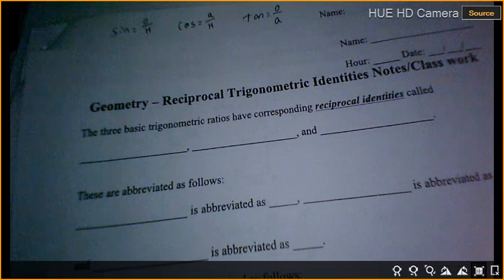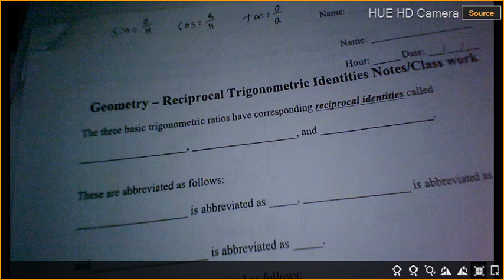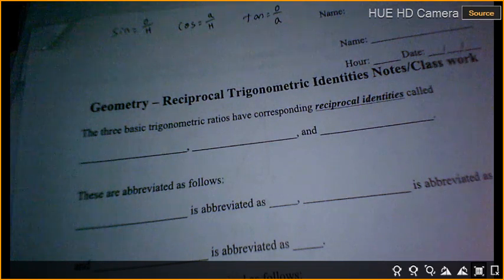All right, so ladies and gentlemen, we are looking right now at reciprocal trig identities. Okay, so I'm just going to go right into these notes. The three basic trigonometric ratios have corresponding reciprocal identities.